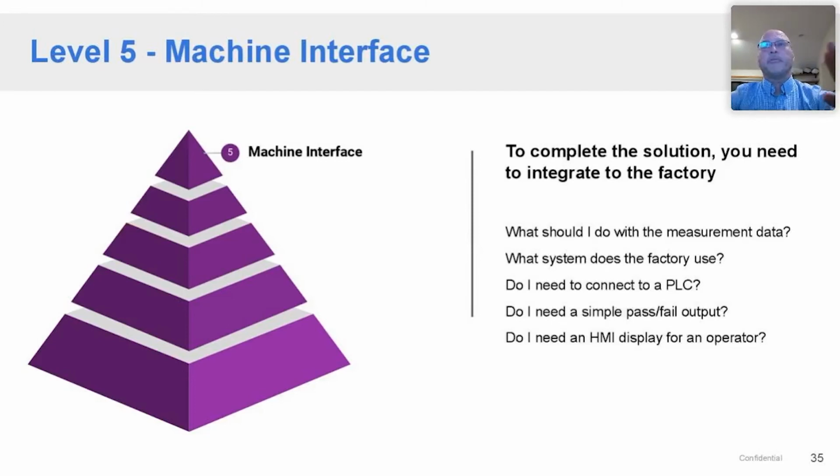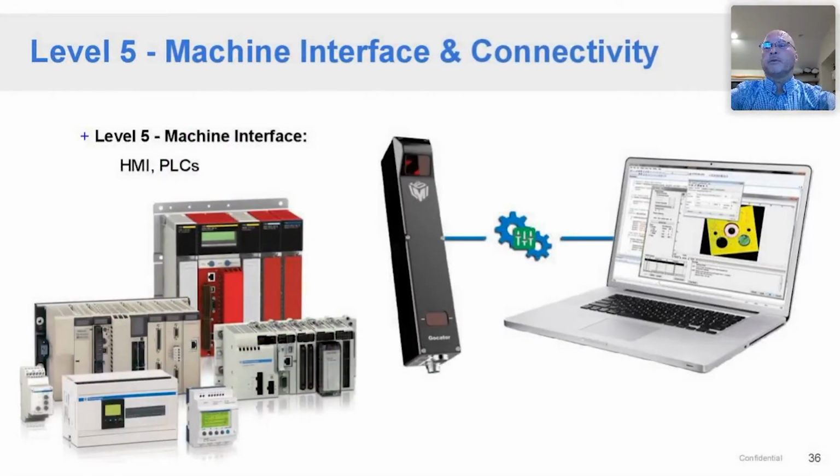So for the cherry on top of the pyramid, we want to talk about how we transmit the data. There's a number of different requirements there. Sometimes the information needs to go to a PLC. Sometimes it's going into an industrial PC. Sometimes you need to capture data or build an HMI to complete your vision solution. We have help in that regard for most of those items.